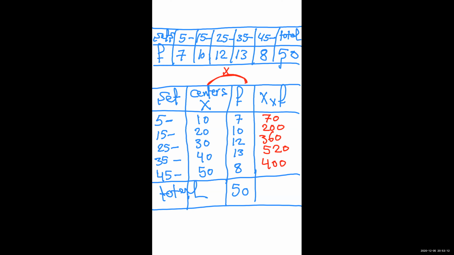Then get the total of this one. It's 270, then 570, then 630, 650, 1150, 1550. I guess, I don't know. Maybe I'm wrong. So check the result using the calculator, guys. 70 plus 200 plus 360 plus 520 plus 400.